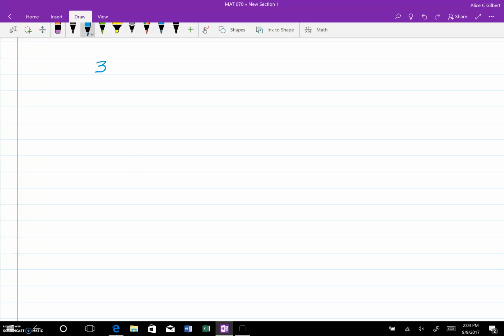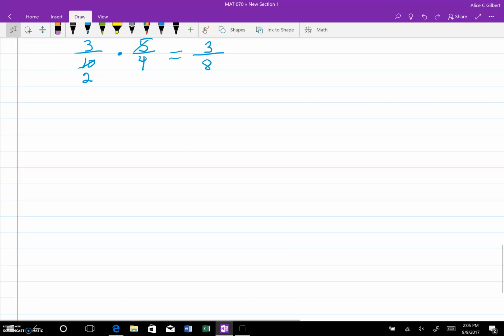So 3 over 10 divided by 4/5. So 3/10 divided by 4/5. Copy.flip. So copy the first one exactly like it is, dot, change divide to multiply, flip my second one. A positive times a positive is a positive. 5 goes into itself once, into 10 twice. Can't do anything with the 3 and the 4, so multiply my numerator. 3 times 1 is 3. Multiply my denominator. 2 times 4 is 8. Okay.